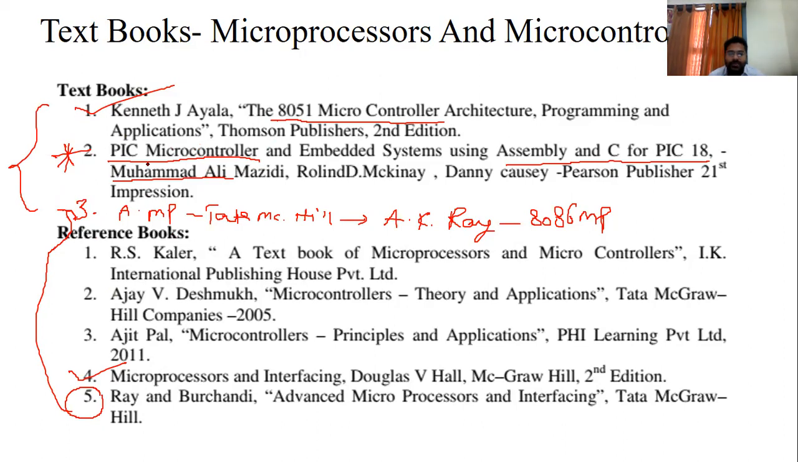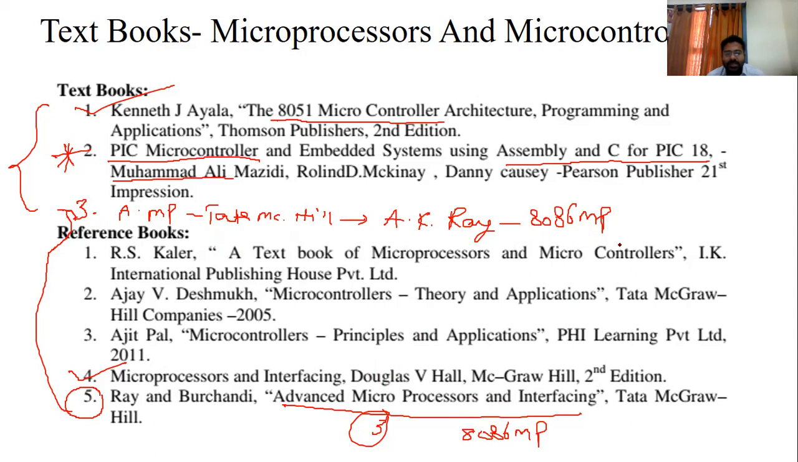Then the next textbook is the PIC controller textbook, the author is Muhammad Ali Mazidi. Then the third one is this textbook, Advanced Microprocessors and Interfacing, which we use for the 8086 microprocessor. These 3 textbooks are necessary to read the entire syllabus of the microprocessor and microcontrollers.